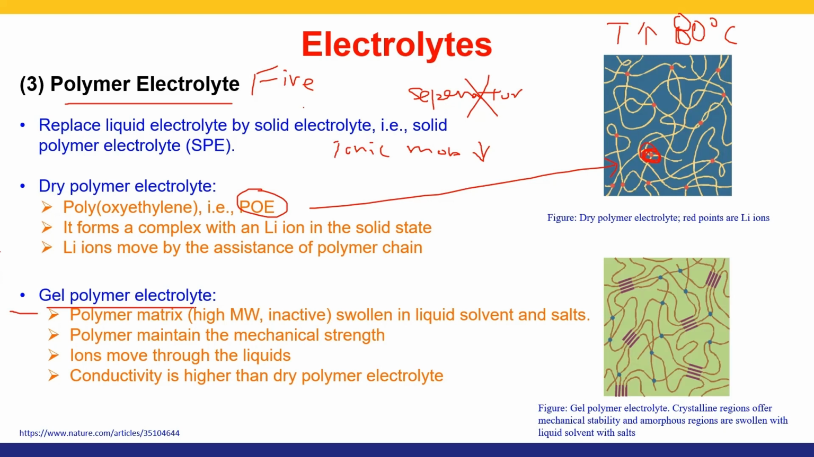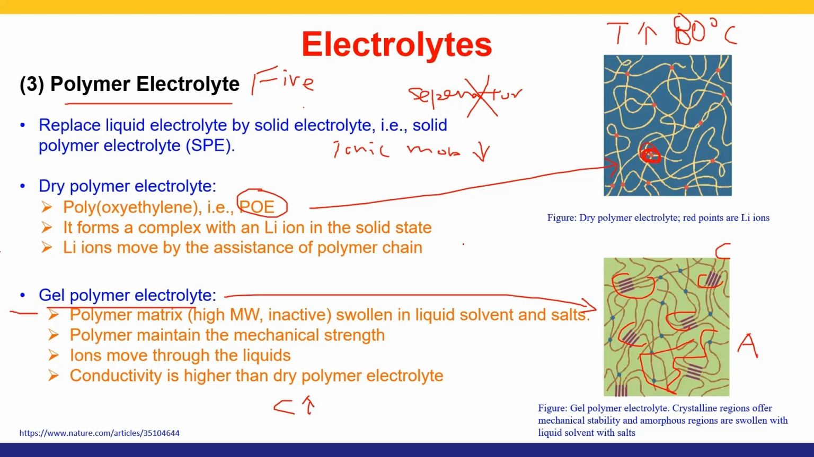electrolyte. So the liquid electrolyte is fully absorbed by the polymer matrix and it can avoid the leakage issue. From this figure, you can see there is a crystalline part, which is the polymer, and there is an amorphous part, which is the liquid. As a result, the conductivity of gel polymer electrolyte is close to the conductivity of liquid, but higher than that of the dry polymer electrolyte.